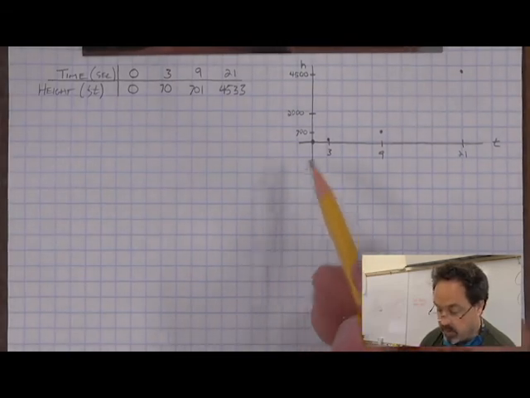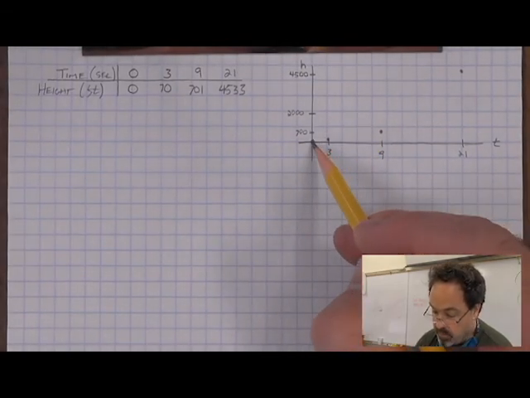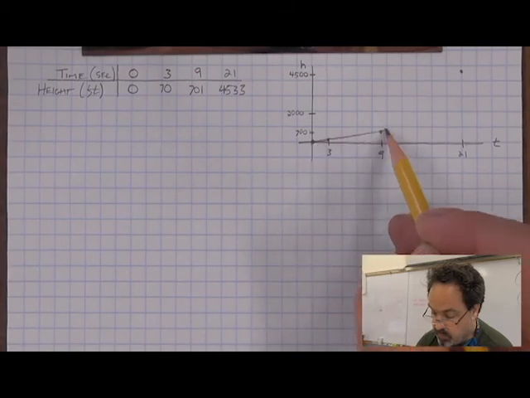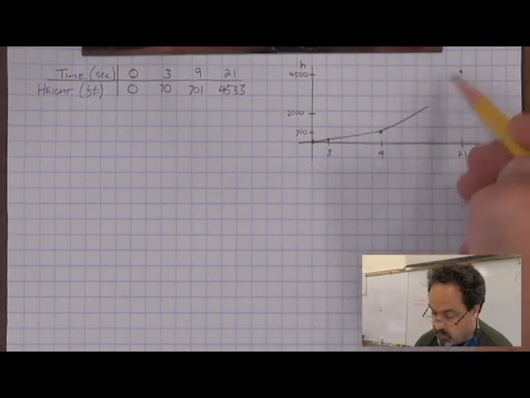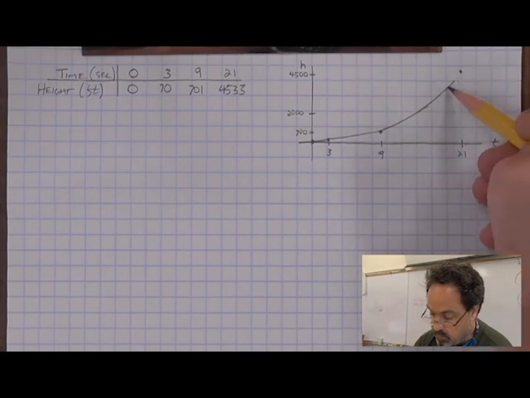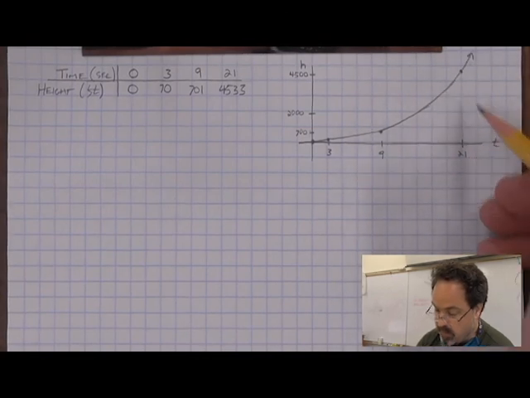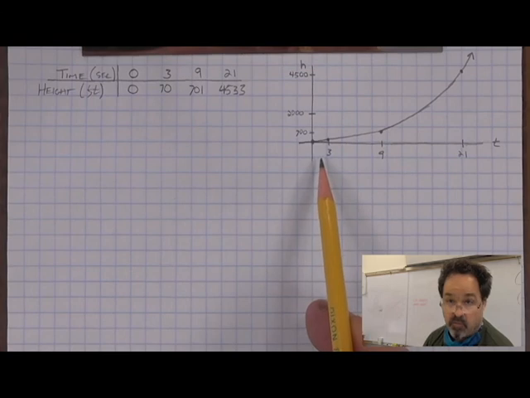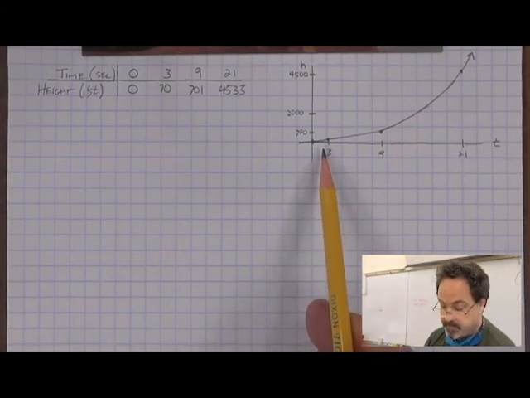We don't have data for this, but we could imagine that connecting these points with a curve would fill in the part of the table that we don't have, and we could imagine that this is a graph of the height of a rocket as a function of time.